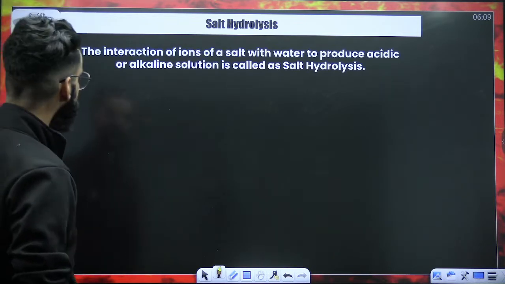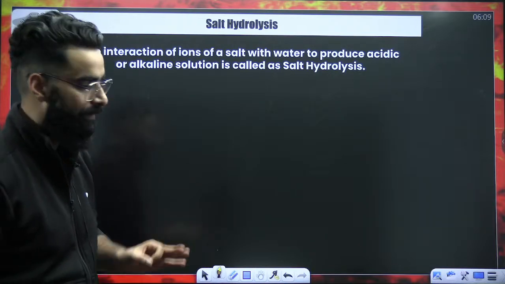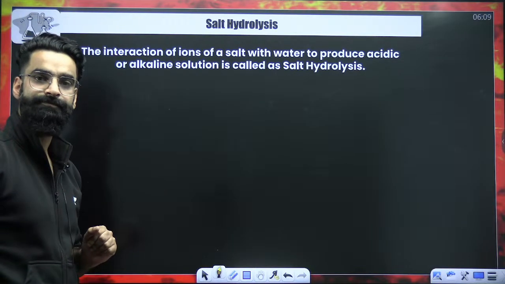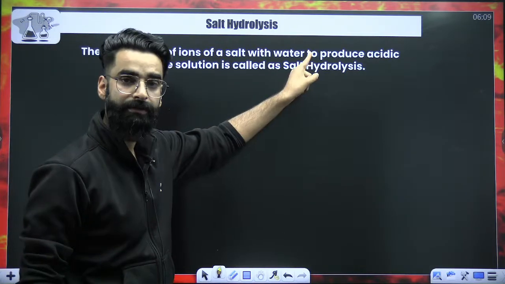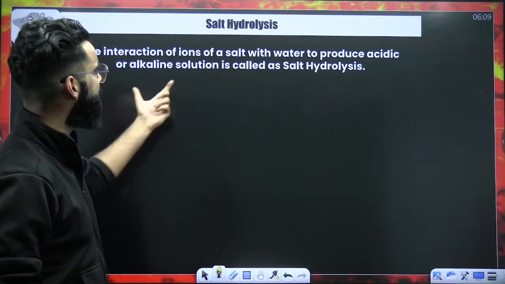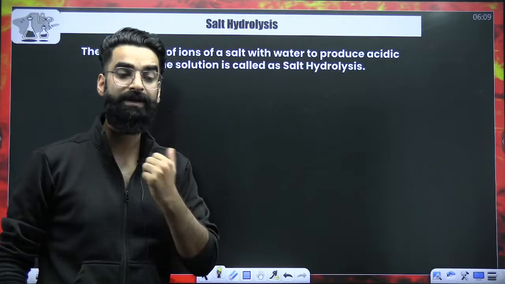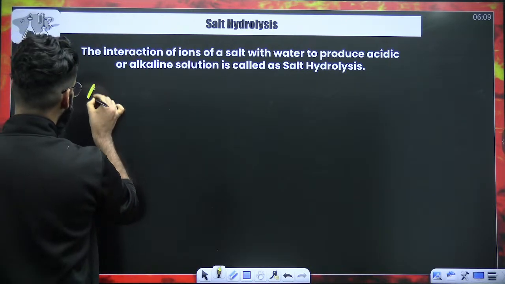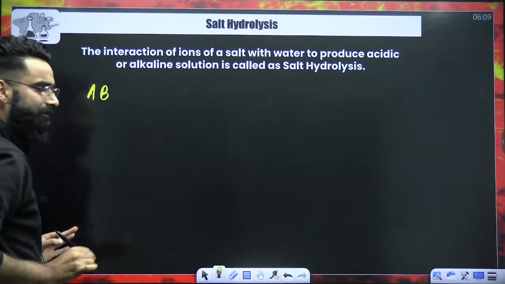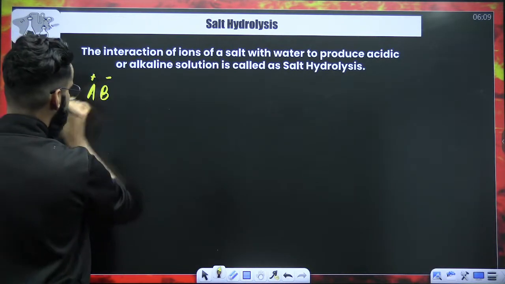See guys, how do you define salt hydrolysis? First of all, the interaction of ions of a salt with water to produce either an acidic or alkaline solution. The entire phenomenon is called salt hydrolysis. What does that mean? Have a look. For example, you have a salt AB. This is the salt AB. It actually contains A positive and B negative.